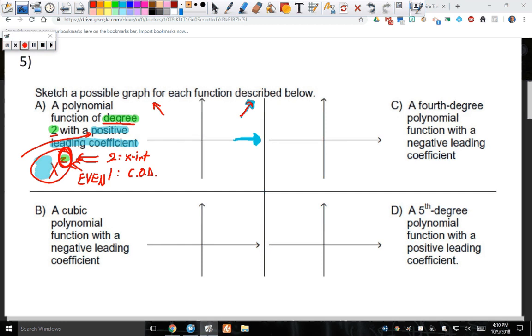So, with this evenness to it, 1 change of direction and 2 x-intercepts, we can see this is a good possibility. Okay, so let me highlight these as I go. 2 x-intercepts will be shown here. 1 change of direction can be shown here. The fact that this is a positive coefficient means that it will go up as you go to the right.